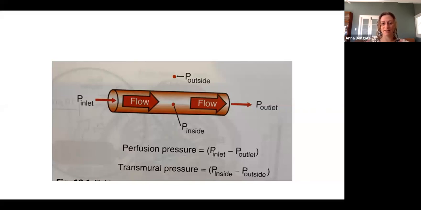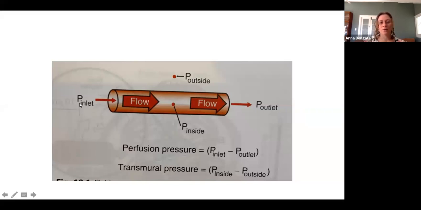So the pressure inside the vessel has to be higher than the pressure outside the vessel, because otherwise the pressure outside the vessel just squashes it down and the blood can't get through. That's called the transmural pressure, but also called a pressure gradient. So we'll use both of those terms as we're discussing cardiovascular physiology and everything else.